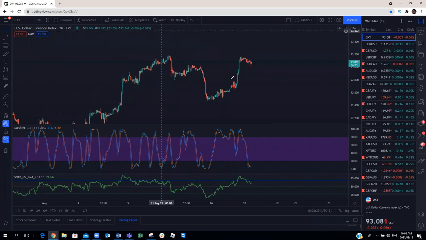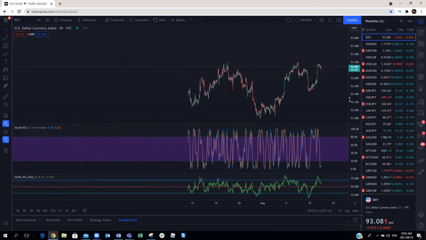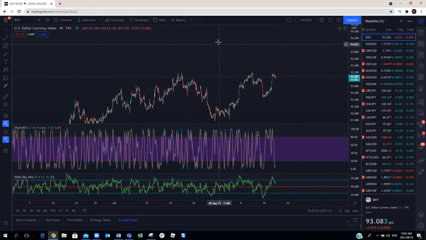So we were looking for this to make a continuation pattern to the downside. We're looking for the indicator to confirm this three-way structure here. That did not come about, so we did not get that confirmation. So that structure has been invalidated. That means the structure on the DXY is a complete three waves here, and we are still going to see more upside. 1, 2, 3, and we're still going to see this wave 5 complete.